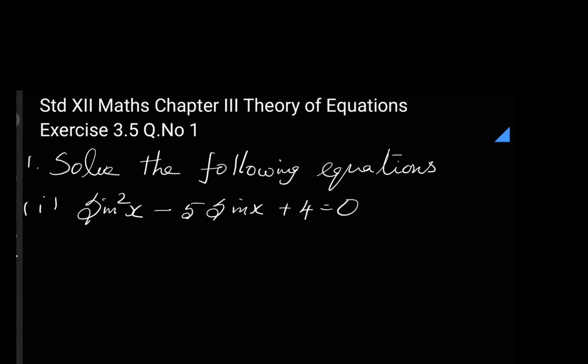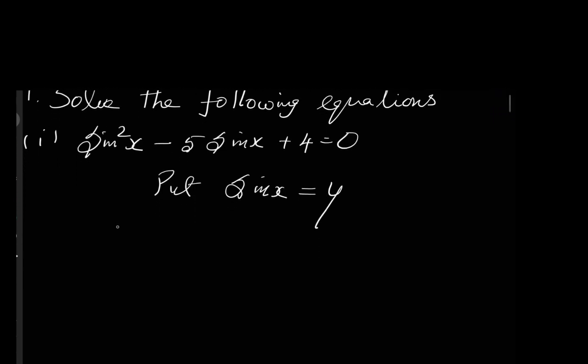First let me make the substitution. Put sin x is equal to y. So the equation becomes y squared minus 5y plus 4 is equal to 0. So the equation is in terms of y.